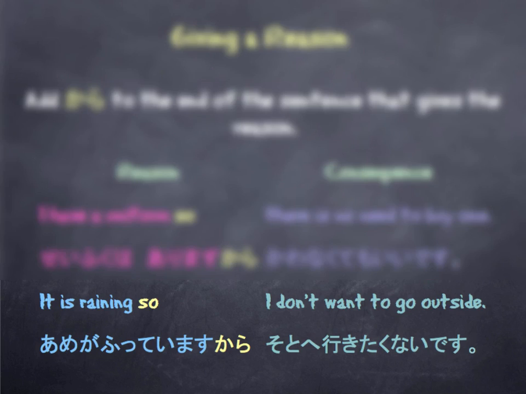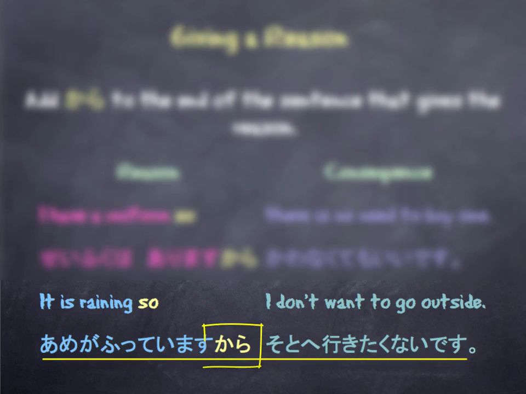We have a second example here in blue. It is raining. So again, a very simple sentence. We just need to say ame ga futte imasu. And then we have our second sentence, I don't want to go outside. Soto e ikitaku nai desu. But again, if we wanted to make that into one long sentence giving an explanation or reason as to why you don't want to go outside, you can say, Ame ga futte imasu kara soto e ikitaku nai desu. So we're simply joining those two short sentences together with the word kara to make one long sentence.